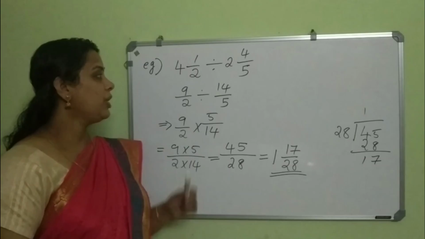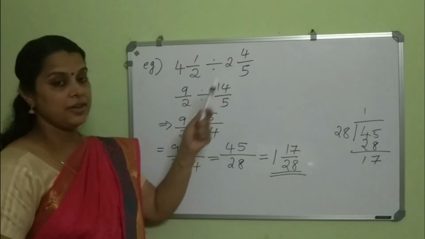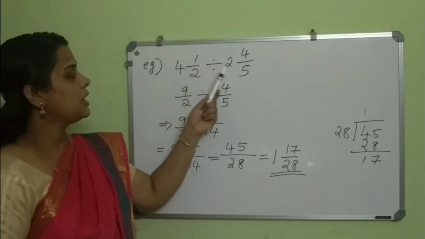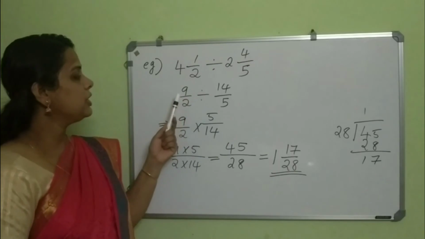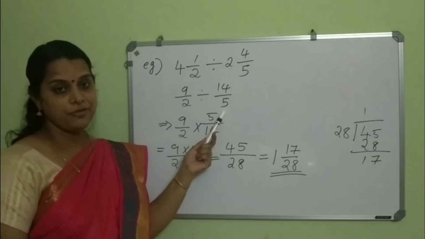Now let's see one more example. 4 1 by 2 divided by 2 4 by 5. Both are mixed fractions. First we need to change these mixed fractions into improper. That is, 4 1 by 2 is 9 by 2 and 2 4 by 5 is 14 by 5.